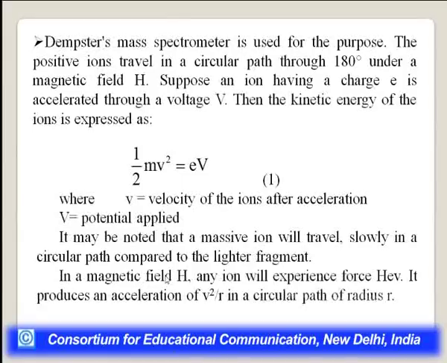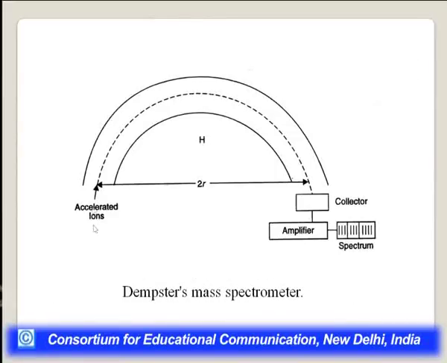In a magnetic field H, any ion will experience a force, and what will that be? In the presence of magnetic field H, the force Hev produces an acceleration of v²/r in a circular path of radius r. You can see the radius of the half circle.